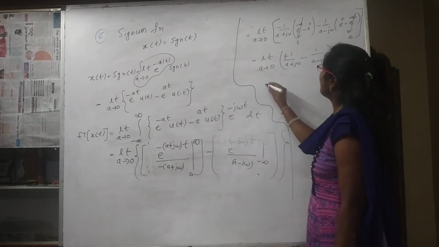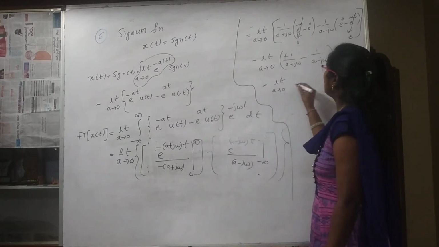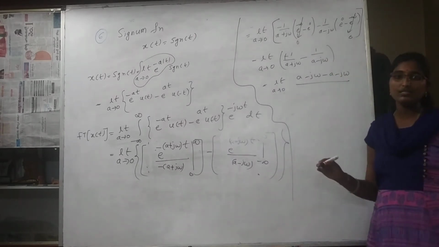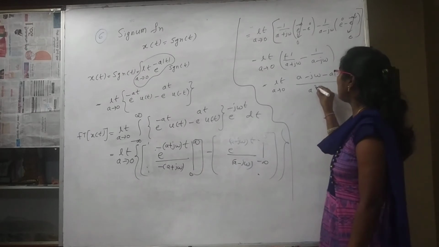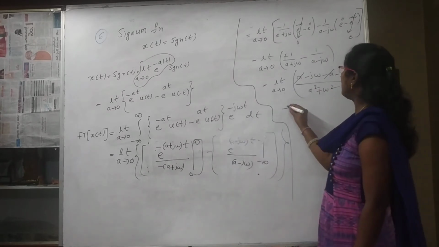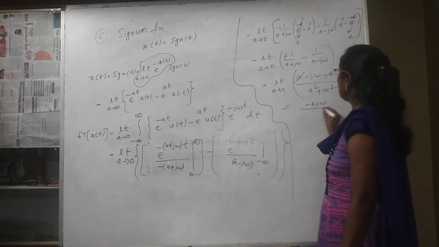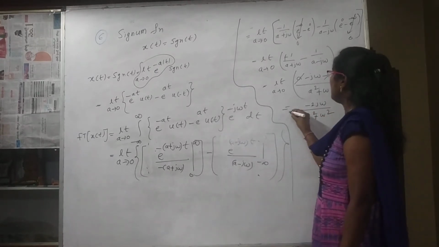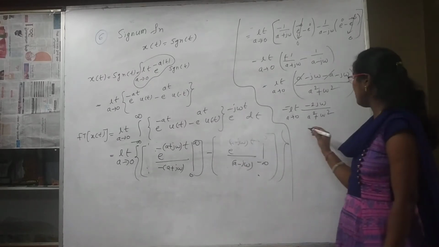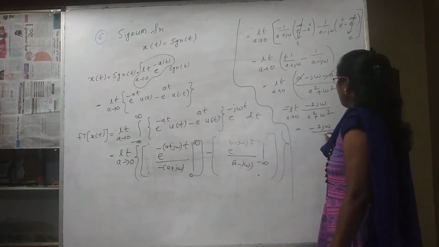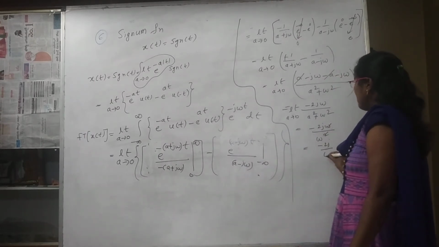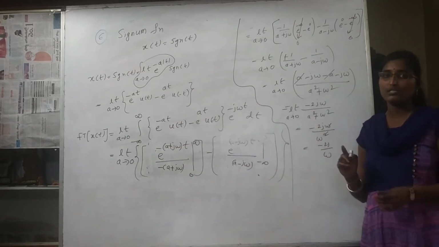Simplify the term, limit a tends to 0, a minus j omega minus a minus j omega, and in the denominator a plus j omega and a minus j omega will become what? A square plus omega square, and here a gets cancelled, minus 2j omega by a square plus omega square. Limit a tends to 0. Apply a is equal to 0 wherever a appears here, that is minus 2j omega by omega square, and this one gets cancelled. Finally you are getting minus 2j by omega is the Fourier transform of the signum function.